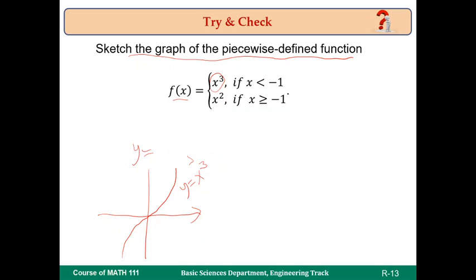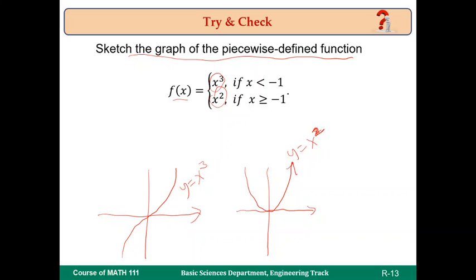And y is equal to x squared is like this. So y is equal to x squared is a parabola. And here is x cubed.